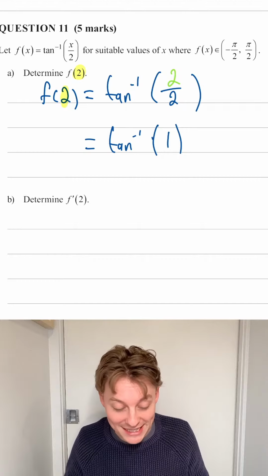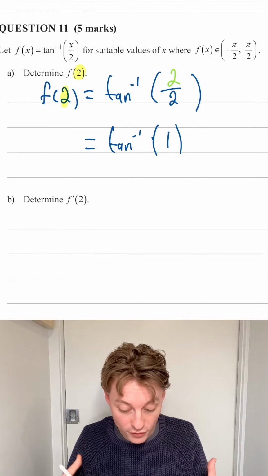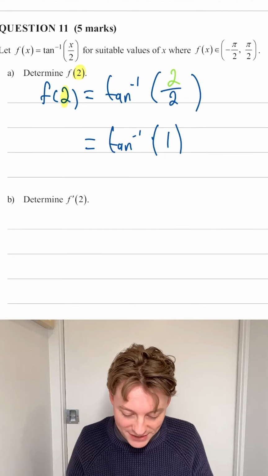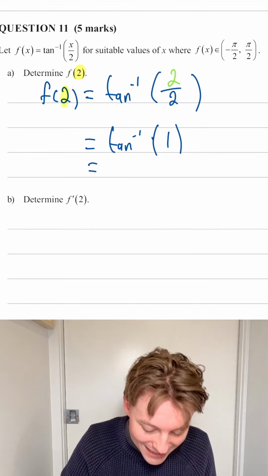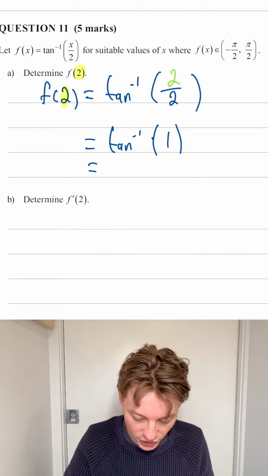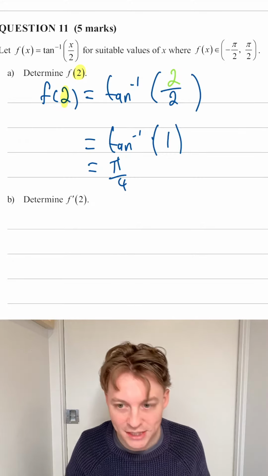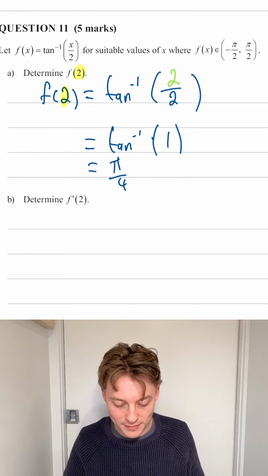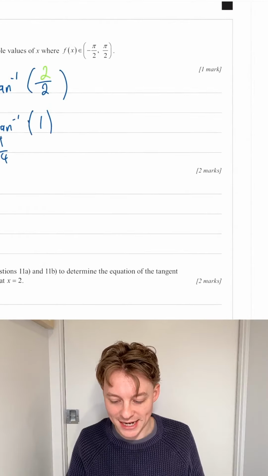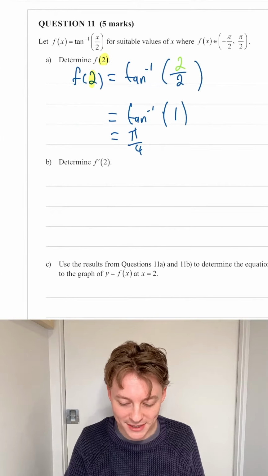So when I get tan to the minus 1 of 2 over 2, that gives tan to the minus 1 of 1. If I have tan to the minus 1 of 1, well, what angle gives an answer of 1 for a tan function? That is going to be pi on 4. Okay, so the first one, part A, it's 1 mark. If I zoom out here a little bit, hopefully you guys can see that there. It is a 1 mark question, so we weren't expecting to do a whole lot.